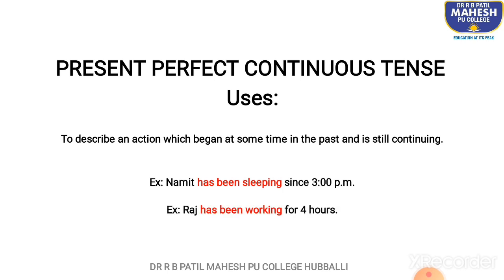Another example, Raj has been working for 4 hours. So, has been working denotes the present perfect continuous tense, an action that began sometime in the past and is still continuing. So, Raj has been working for 4 hours. Alright, it has already been 4 hours and he's still working. So that is what it indicates. So that is when we use the present perfect continuous tense.